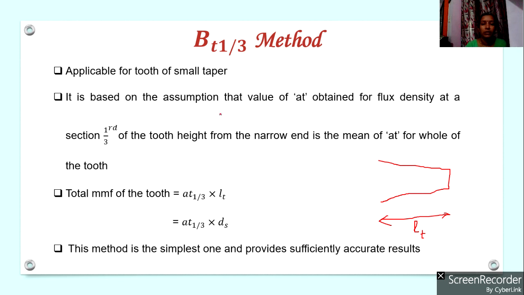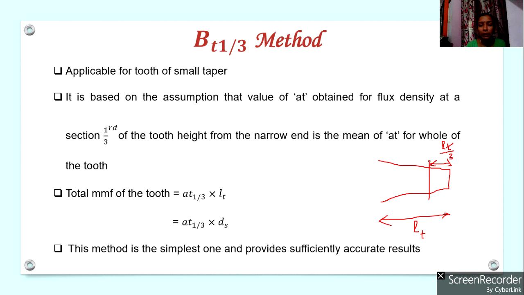So here I have to calculate the flux density at a section which is 1/3 of the tooth height from the narrow end. That means take 1/3 of the total tooth height, from the narrow end. So 1/3 of the total tooth height is LT divided by 3, measured from the narrow end. So let this be that section, which is located at a distance of 1/3 of the tooth height from the narrow end. So let this be LT divided by 3.